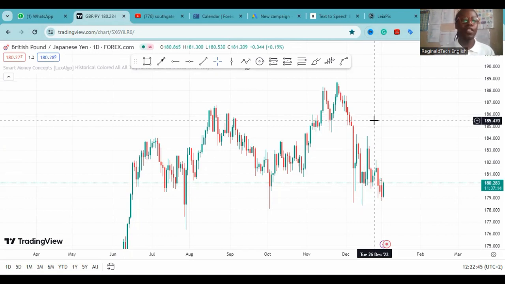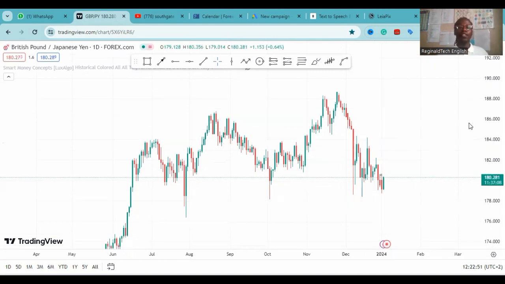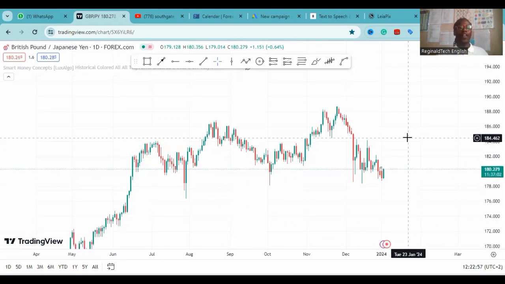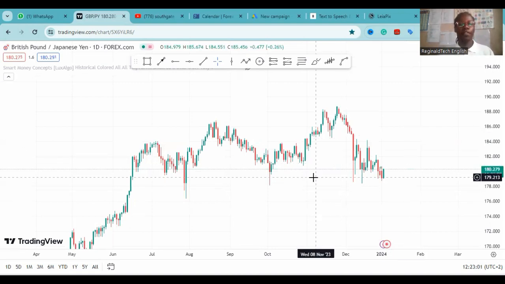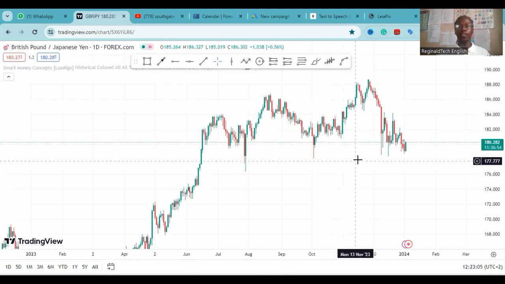Without wasting time, guys, this is GBP JPY on a daily time frame. Ensure that you analyze the market firstly on a daily time frame, whether you are a scalper or an intraday trader. First and foremost, this is a daily time frame.